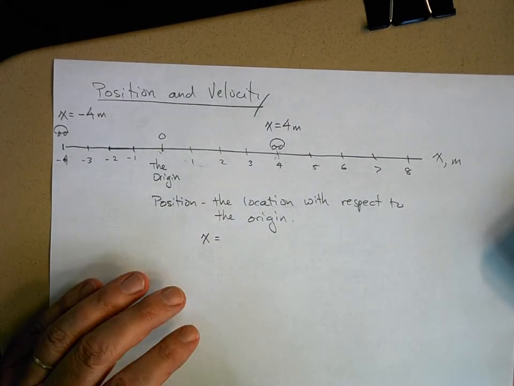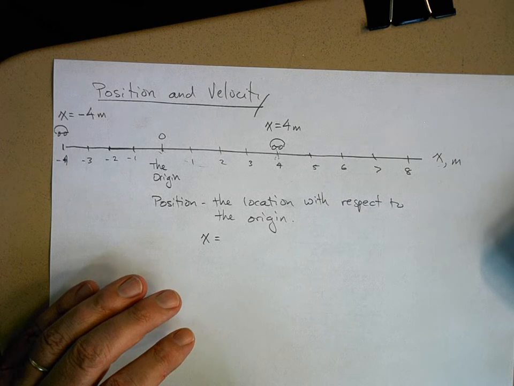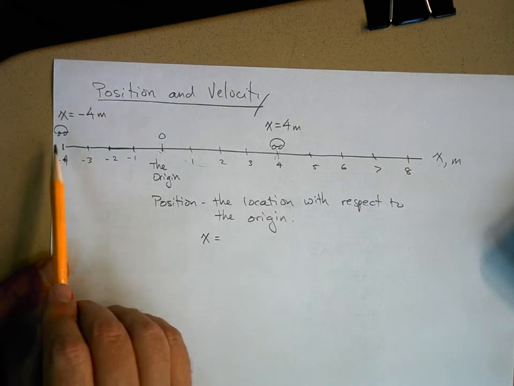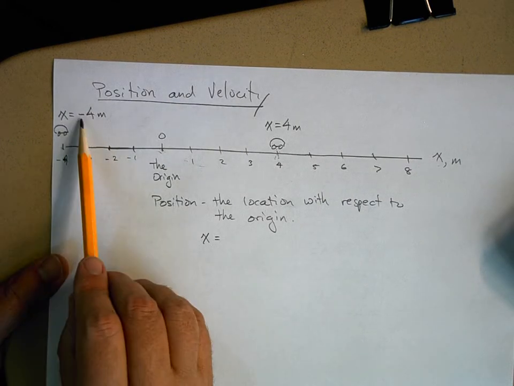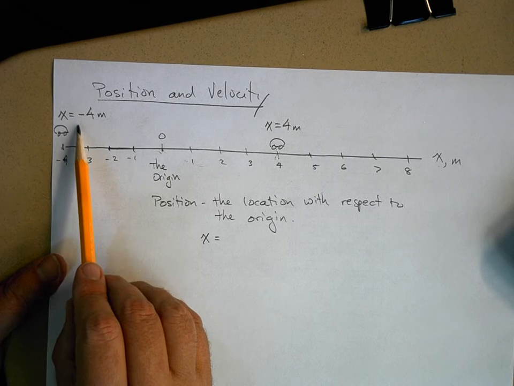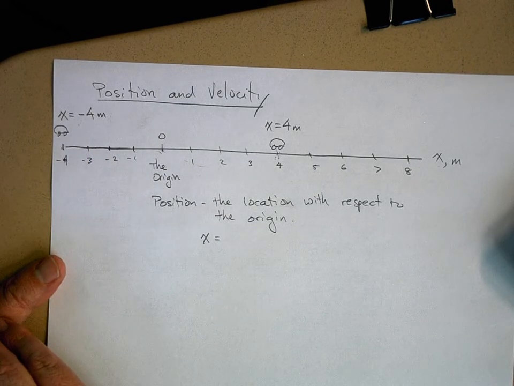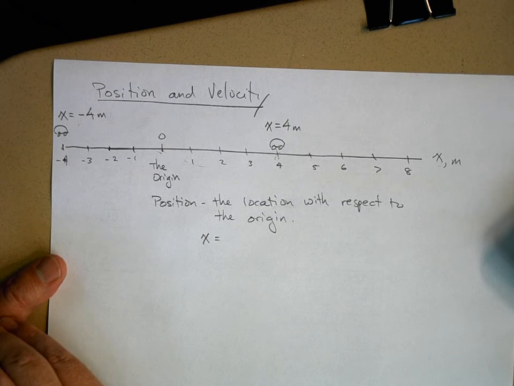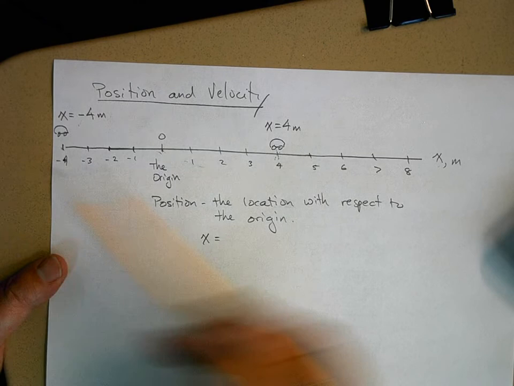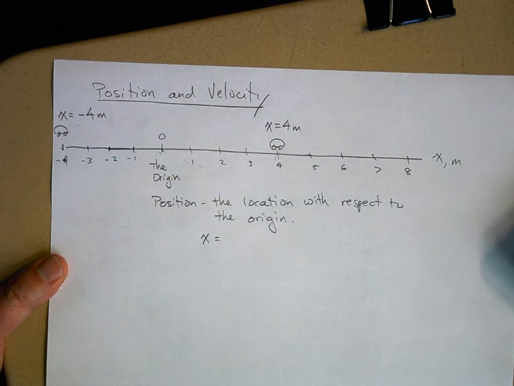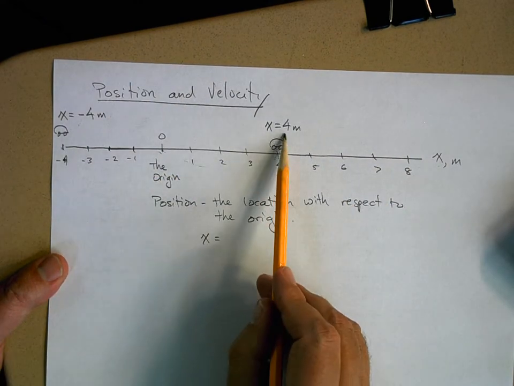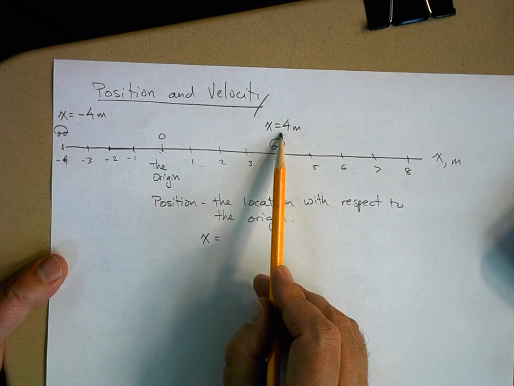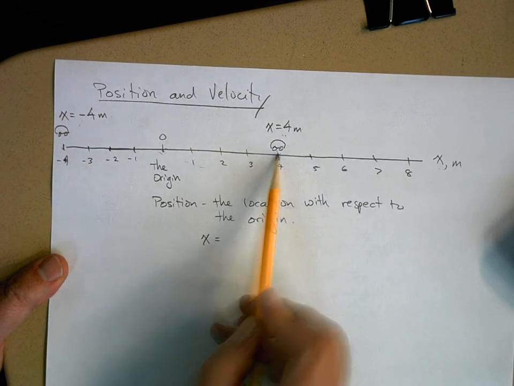So what does this negative mean? Does this mean that we lost 4 meters? Took 4 meters away? No. It means it's 4 meters from the origin, but to the left. Well, this is positive 4 meters. What does the positive mean? 4 meters to the right.